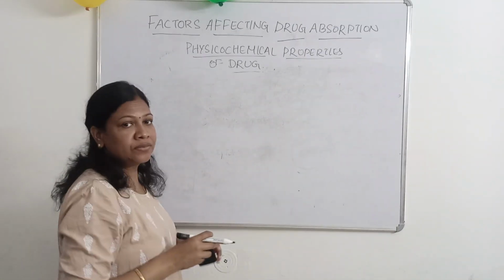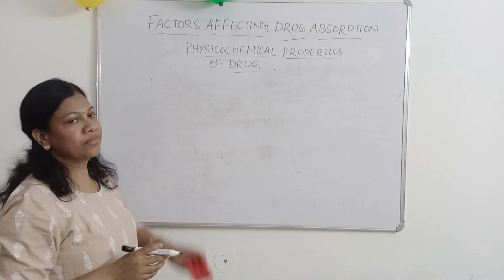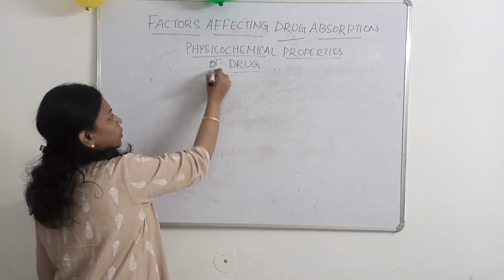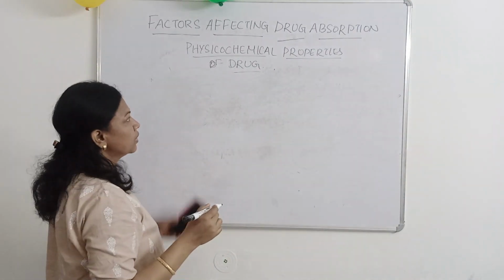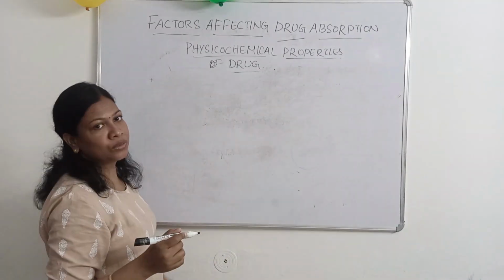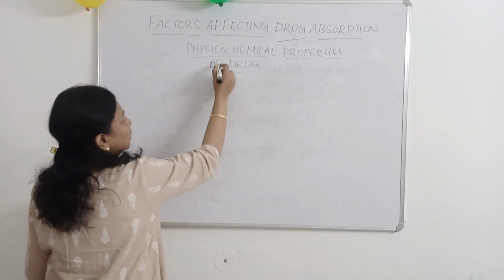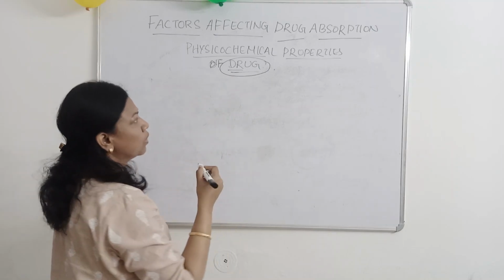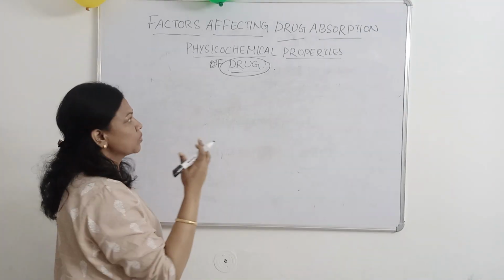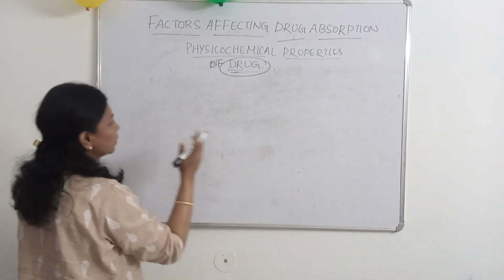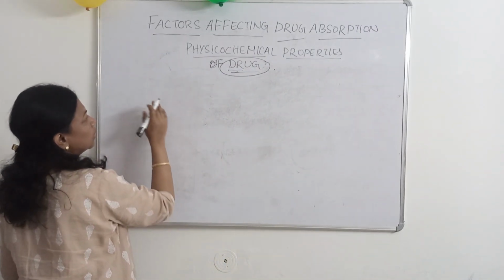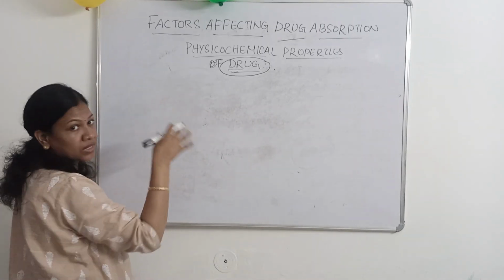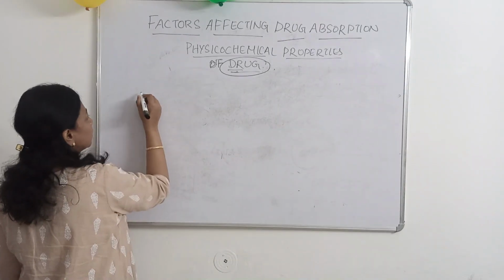So in the last video we have discussed the biological factors affecting oral drug absorption. Today we are going to discuss the physicochemical properties of the drug, and how they affect oral drug absorption. Earlier we discussed how the body affects oral drug absorption. Now we have to discuss how the drug is going to affect oral drug absorption. So what are the properties of the drug that are going to affect it?